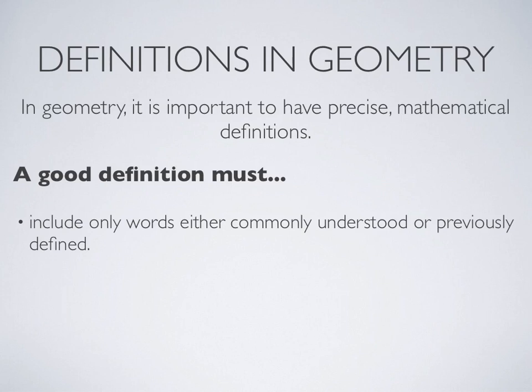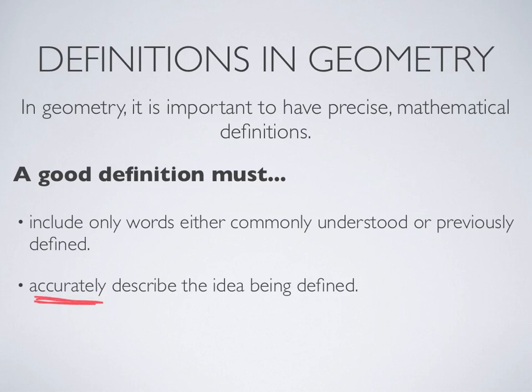It also needs to be accurate, which is sort of a given, but you've got to be able to say, yes, that's actually what that is. If I tried to write a definition of a triangle, and I said a triangle is a four-sided figure, that's not accurate. Okay, so it's got to be an accurate description.